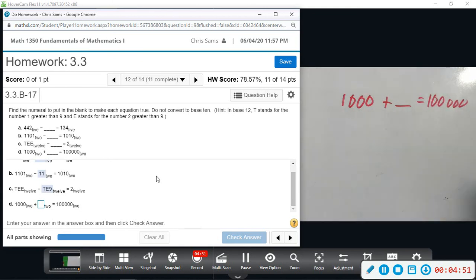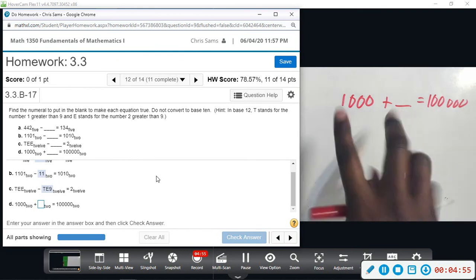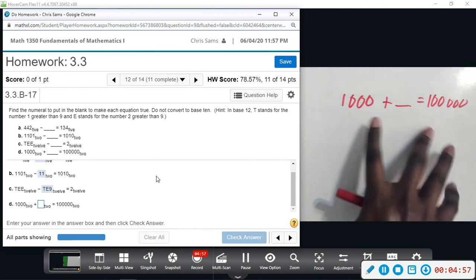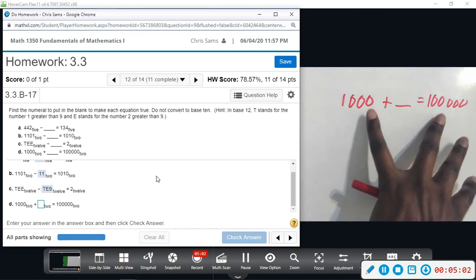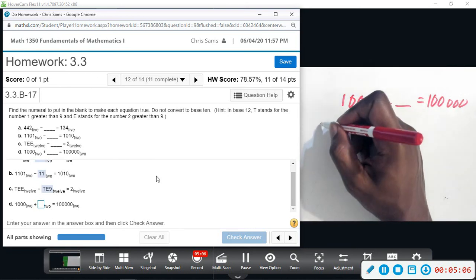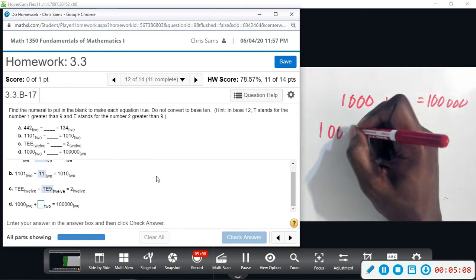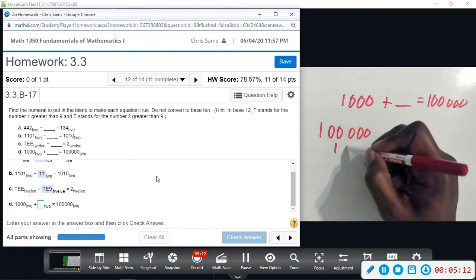Okay, so same thing, we can still use our fact families with subtraction. This plus this and this plus this. It's harder to figure out when you're trying to add, but we can still use that fact family when we subtract them and get that one. So same concept here. We're going to take the 100,000 in base 2, and we're going to subtract 1,000.